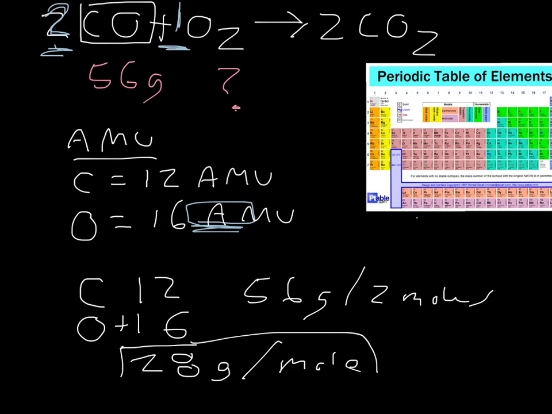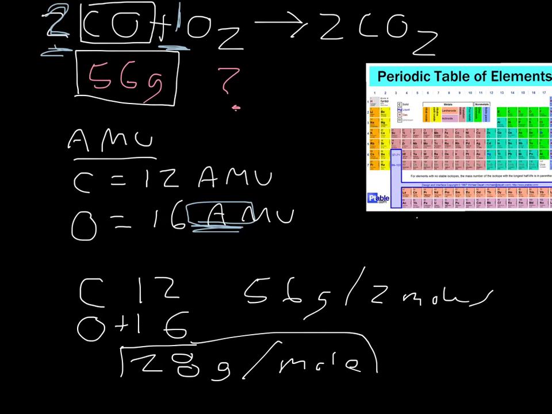So excellent. We have the atomic mass units, or the grams. We know how much 2 moles of carbon monoxide will weigh. It will weigh 56 grams. Perfect. So now, if we have 56 grams, then in order to balance this, how many grams of molecular oxygen would we need?